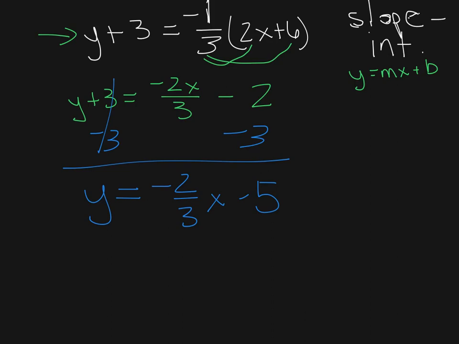I'm going to show you real quick just how I did this distribution up here. So when I took negative 1/3 times 6, remember you're multiplying 6 over 1, so you would get negative 6 over 3, and that's how I got this negative 2 right here. Okay, that's it.